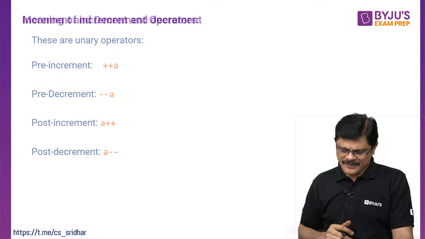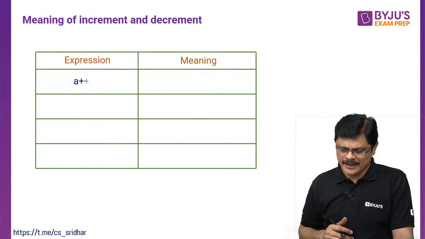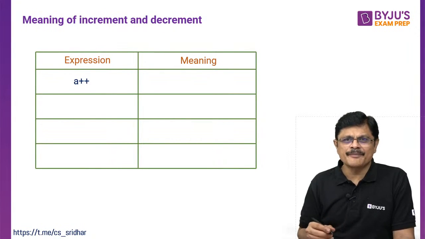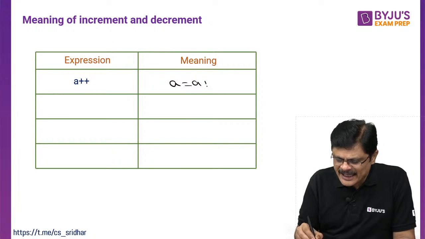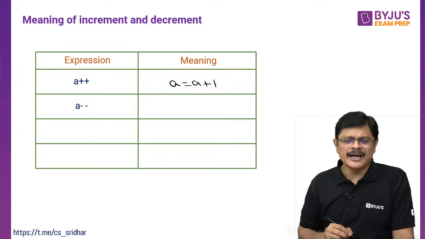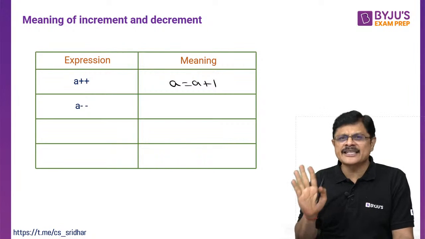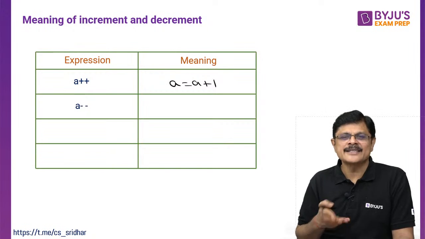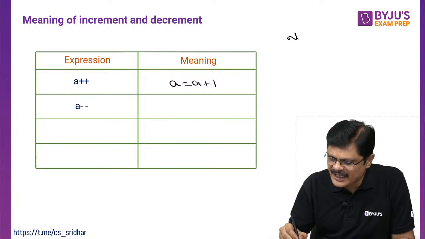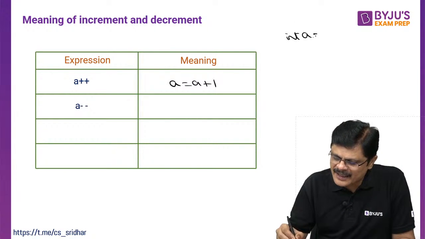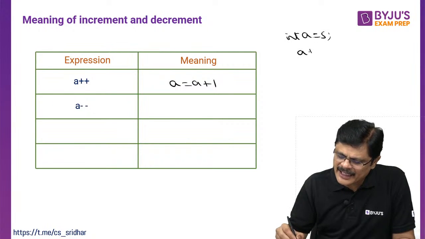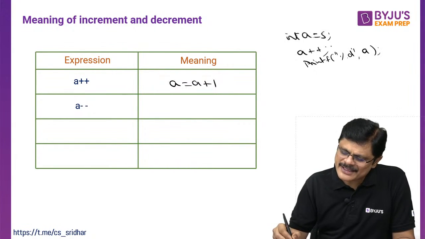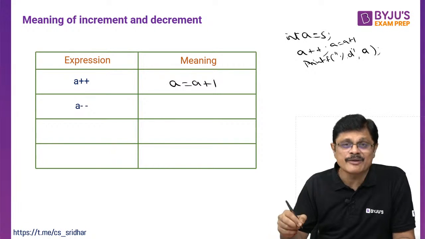Now let us see a simple example of the meanings of increment and decrement. What does a plus plus mean? The a value is taken as a plus 1. Even though it is post increment, there is no other work here, so I simply write a plus plus. Suppose I write int a is equal to 5, then a plus plus, and if I print the value of this, 6 will get printed, my dear friends.